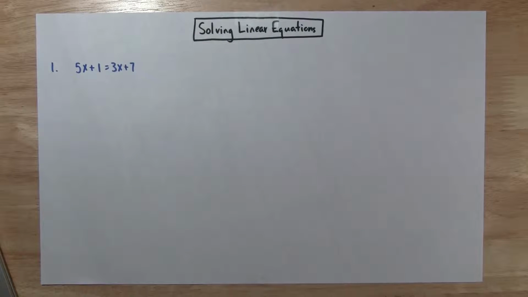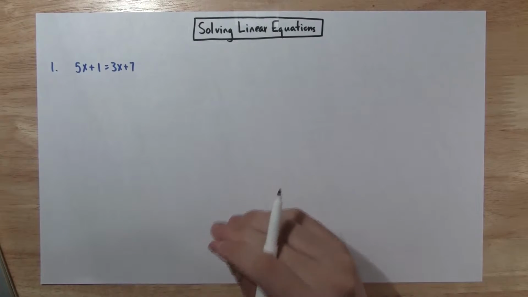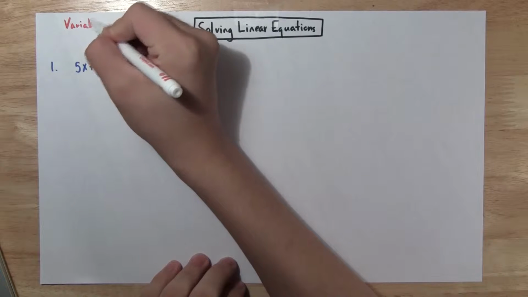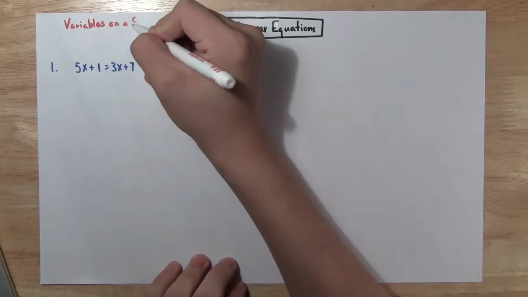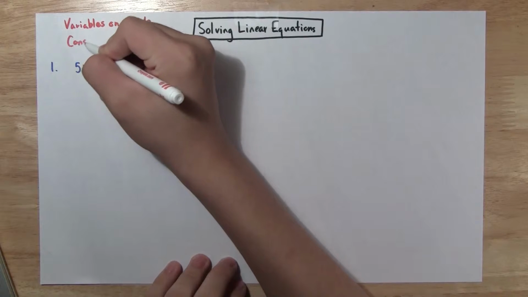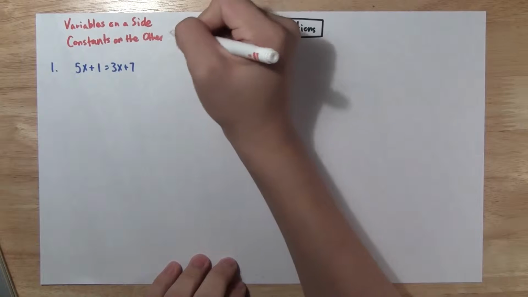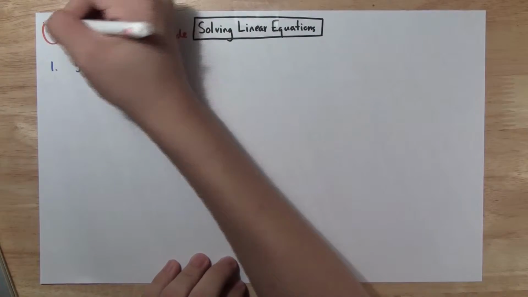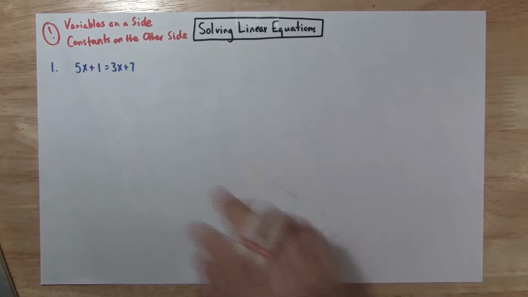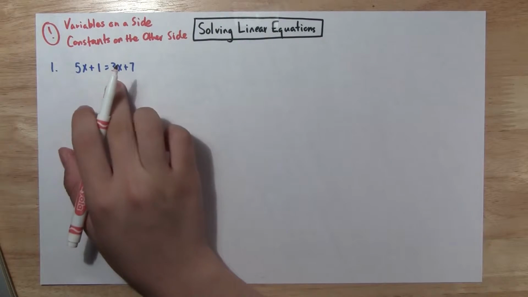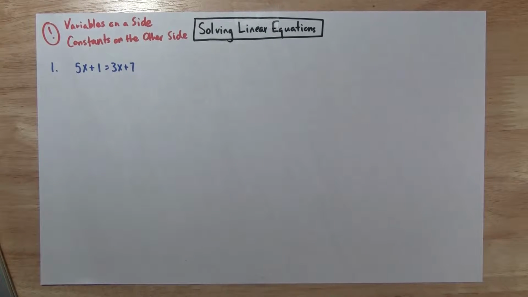So what would you do? Well, the key premise of solving any linear equation is that you want to get all of the variables on one side and all of the constants on the other side. These are the key points of any linear equation. Right now we have a variable term here and a constant term here, and then a variable and a constant term here. But we want to get all the variables and all the constants on different sides.